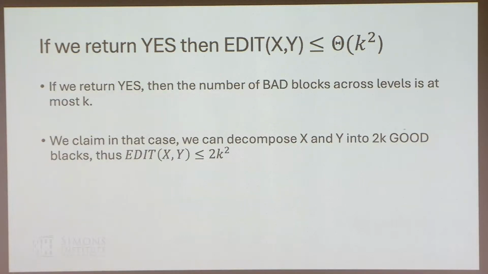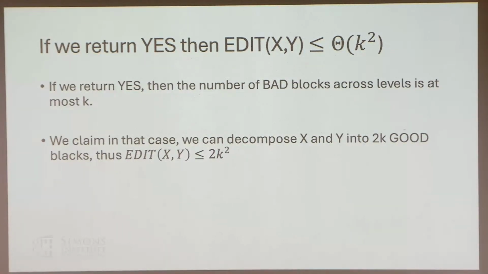A little bit more formally. First of all, I have already shown you that if the edit distance between x and y is less than k, then obviously I'm going to return yes because all my sample blocks will be good. But why are we returning yes? Because the number of bad blocks across all the levels will be at most k, because we are sampling at a rate of 1/k. If there were more than k bad blocks, I would be sampling one of them. So the number of bad blocks is at most k across all the levels.